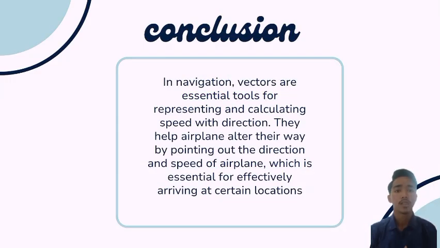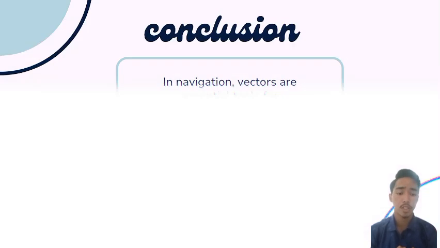In conclusion, in navigation, vectors are essential for representing and calculating speed and direction. They help airplanes alter their way by pointing out the direction and speed of the airplane, which is essential for effectively arriving at a certain location.